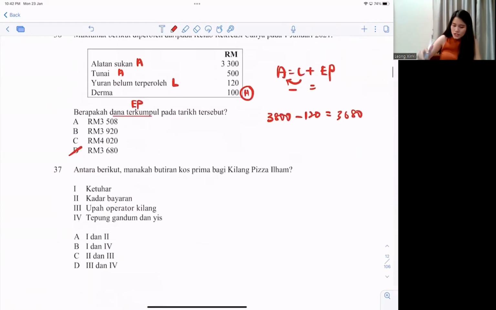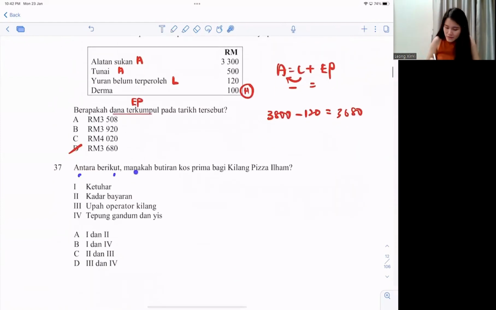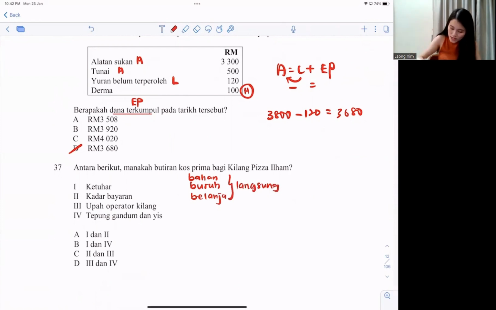Okay? Question 37. Antara berikut manakah butiran kos prima bagi kilang pizza Ilham? Kos prima consists of bahan langsung, buruh langsung, and also belanja langsung. All the langsung is called the cost prima. Okay, so let's take a look. Ketuha, no. Ketuha is ABS one. Ketuha is the oven, okay? Kada bayaran, no. Kada bayaran is cost overhead.